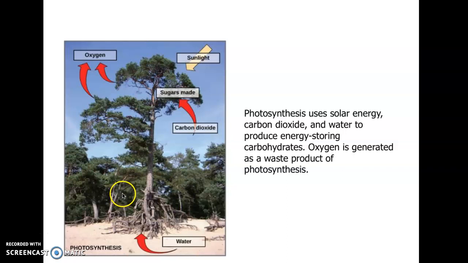Hi folks, we're going to continue on with photosynthesis. We're going to look more at the nitty-gritty of what's happening inside of the cells in regards to how these autotrophs, our plants, are making their own food. So kind of looking at the overall idea here, we ended off here where we're looking at a big old tree, which is obviously an autotroph.